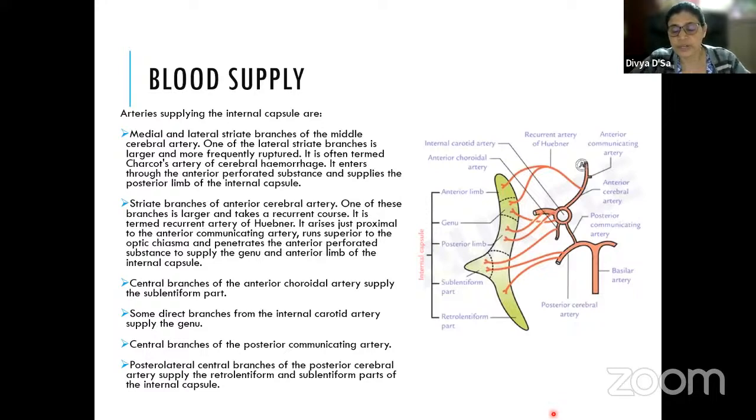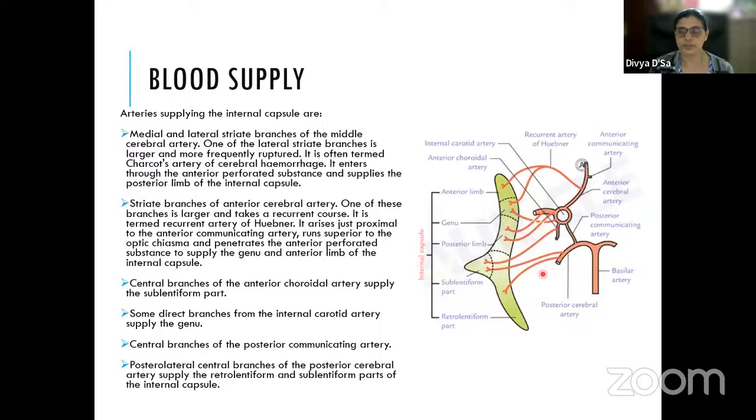Next, very important is the blood supply of the internal capsule. The internal capsule is supplied mainly by five arteries. One is the medial and lateral striate branches of the middle cerebral artery. One of the lateral branches here is large and frequently gets ruptured. That is known as Charcot's artery of cerebral hemorrhage because it ruptures and causes hemorrhage. It enters through the anterior perforated substance and supplies the posterior limb of the internal capsule.